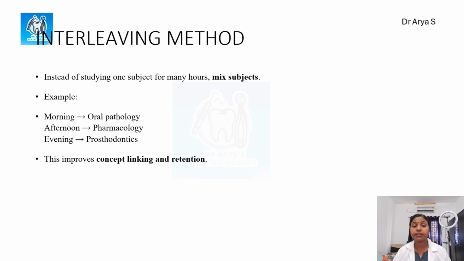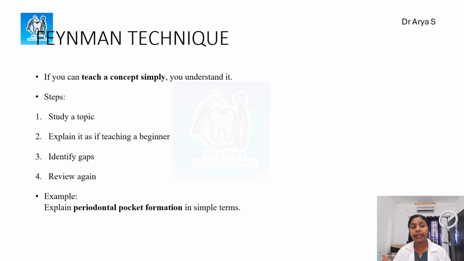What is the interleaving method? Instead of studying one subject for many hours, mix subjects. For example, morning, oral pathology, afternoon, pharmacology, evening, prosthodontics. Then this improves concept linking and retention also. And finally, Feynman technique. If you can teach a concept simply, you can understand it. So steps: study a topic, explain it as if teaching a beginner, identify the gaps, review again. So explain one topic in simple terms. And these are the various tips.